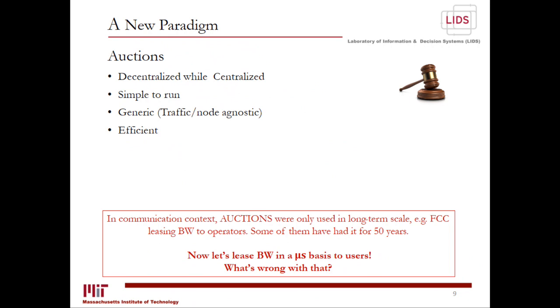In the communication context, we know that auctions have been used by the FCC in order to lease big chunks of spectrum for long-term uses. Some of these operators have had the spectrum for more than half a century. But now what we want to do is to bring this idea one level down in order to allocate spectrum to the devices on a microsecond scale.